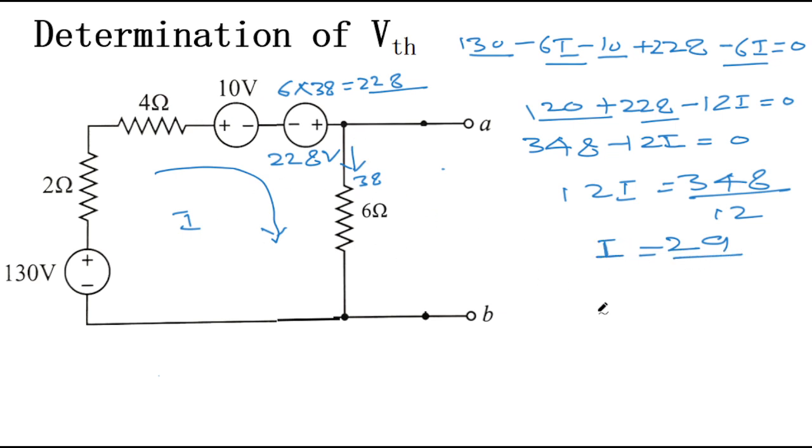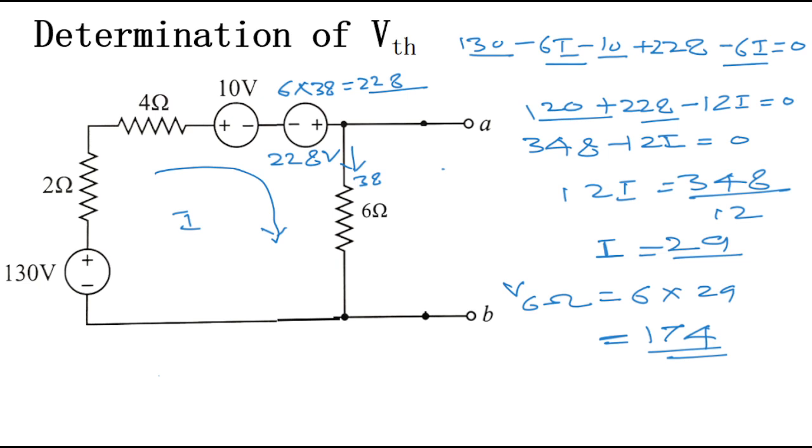So V6 ohm will be equal to 6 multiplied by 29, which will give you 174 volt. So from all the three methods, this answer is coming as 174 volt.